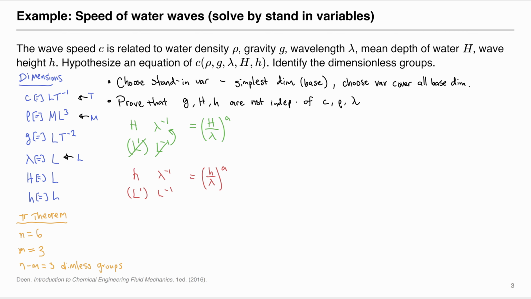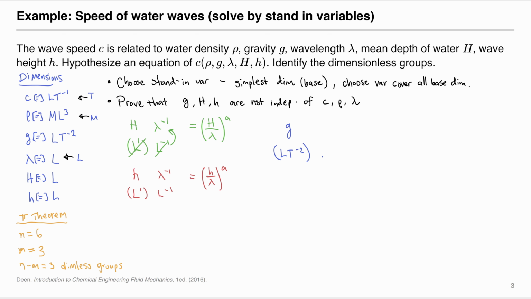And now let's look at the harder one, G. G has a dimension of L T to the minus 2. So we have 2 variables here. Which one should we choose to make disappear first? Let's imagine if we choose L first and bring in the stand-in variable for L, then I need to deal with T. But the stand-in variable of T, which is C, the wave speed, also contains L. So if I do that, then I need to deal with L again. I don't want to do it twice. So what I want to do is use the stand-in variable of T first because it contains L.